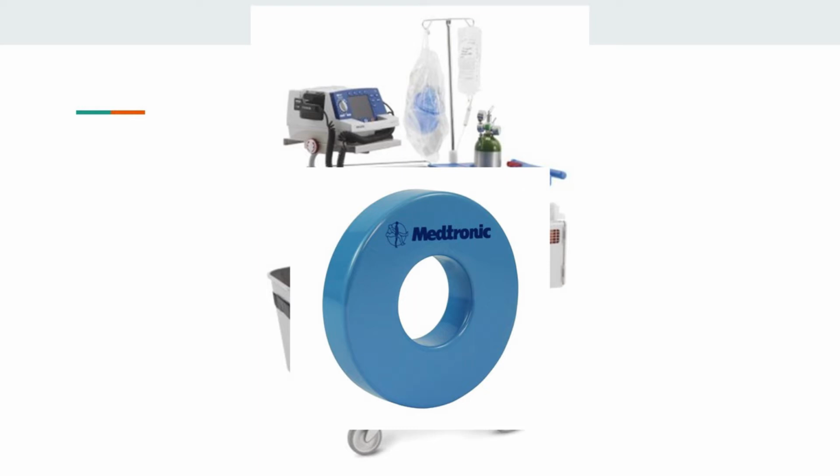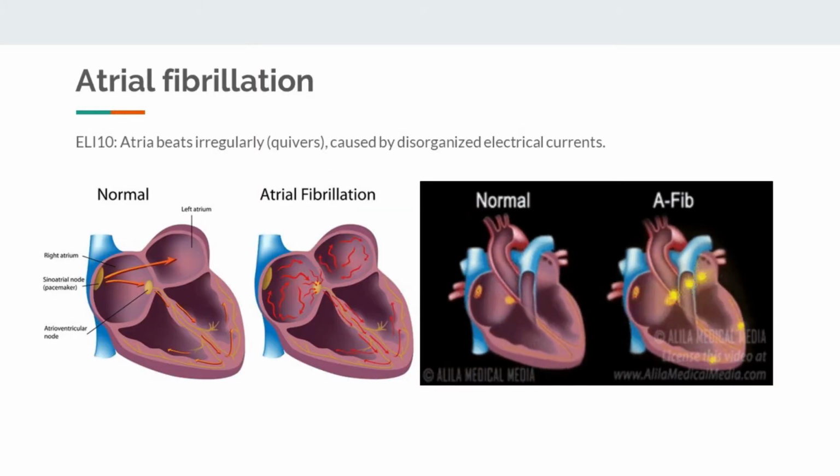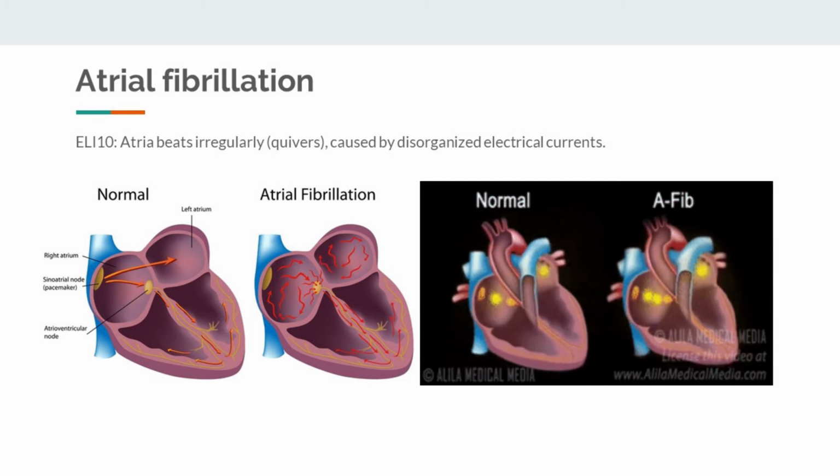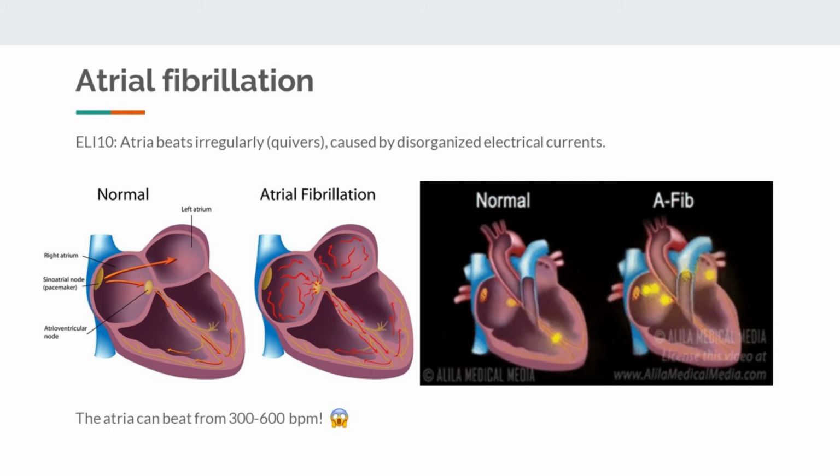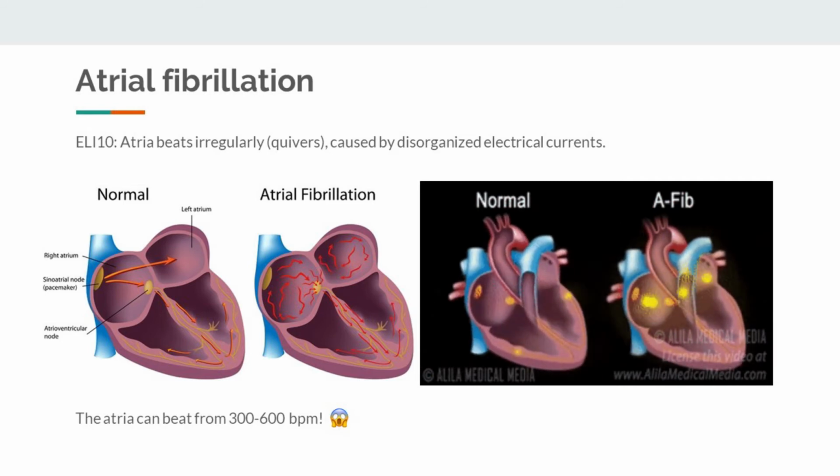Now let's move on to our first irregular rhythm, atrial fibrillation. Also known as AFib, this is when the top two chambers of the heart, or the atria, beat in an irregular rhythm due to disorganized electrical currents. Instead of contracting and relaxing rhythmically, they spasm and quiver at over 300 to 600 times a minute. Remember that the heart normally beats at about 60 to 100 beats per minute.